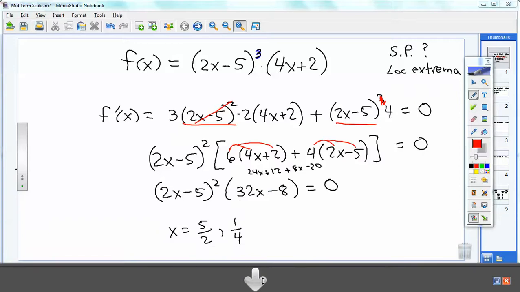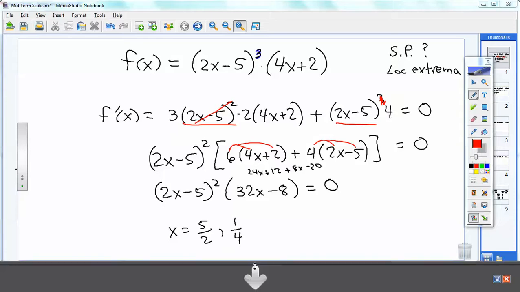I end up with that, and sure enough, now we can solve it, where this is 0 would be 5 halves, where this is 0 would be 8 over 32, 1/4, right? So just algebra in solving. So just understand that when you get a quantity to a power, you can do that. Now, where that gets tricky, though, see, that's not bad.